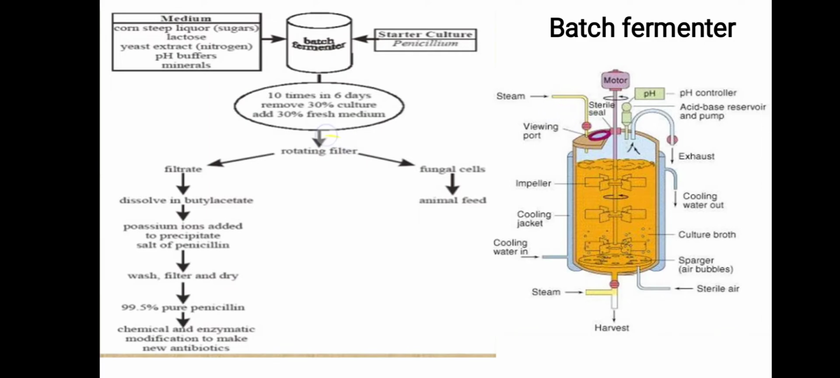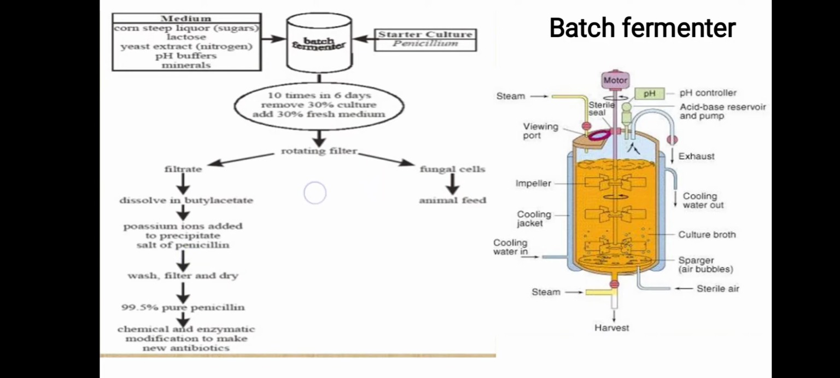Now you can see over here in the picture, this is the batch fermenter. The starter culture is added and also the media is added. The fermentation is brought about for a couple of days. Periodically, as I've already told, at one time 30% of the media will be harvested, which contains the penicillin antibiotic as well as the fungal cells.